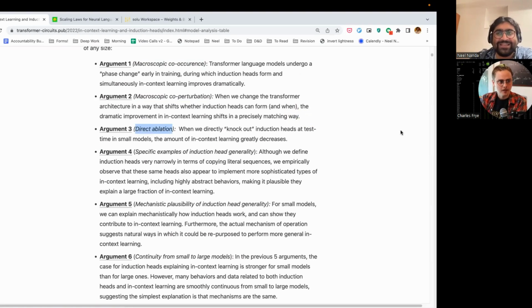Direct ablation is this kind of dumb thing. If you just delete a head, how does in-context learning change? And for the induction heads, it changes a lot. For the other ones, it doesn't change that much. You said you were convinced by argument 2. I was convinced by argument 3. I wanted to see the ablation. I like to see a direct causal intervention.